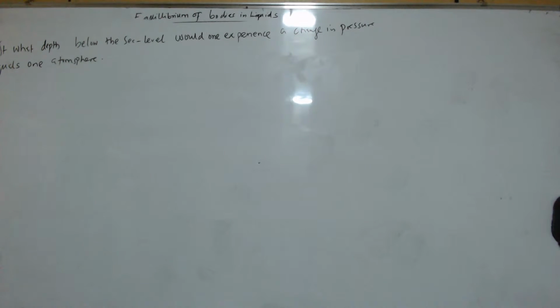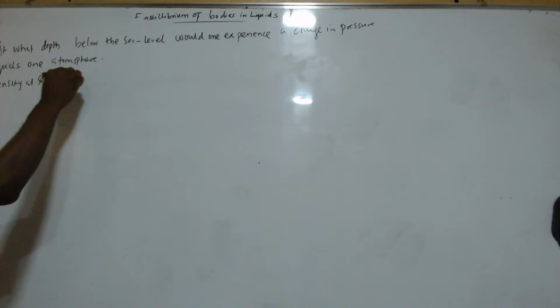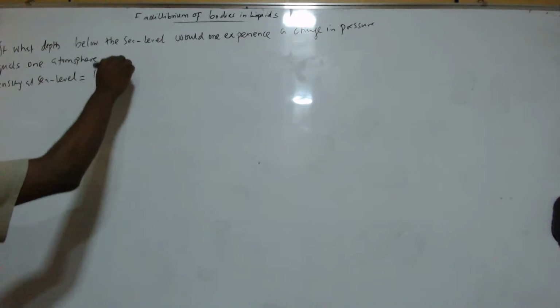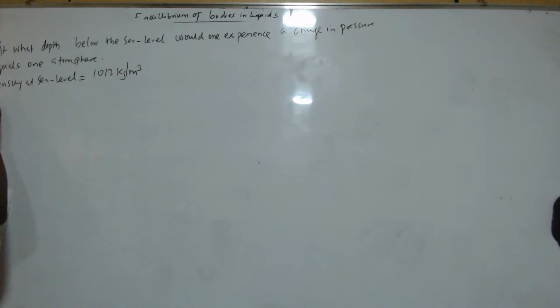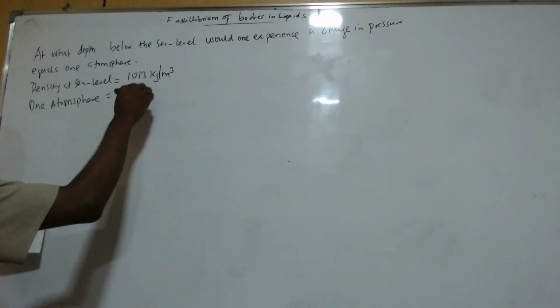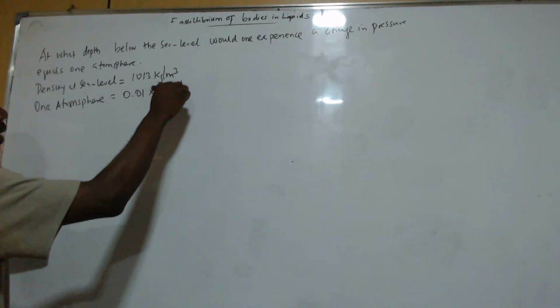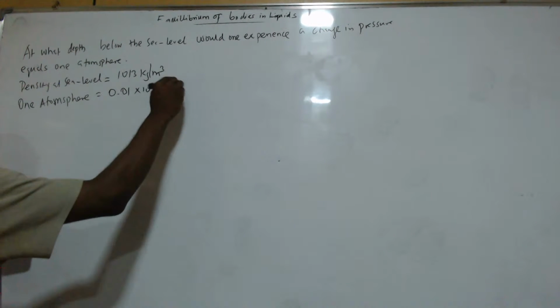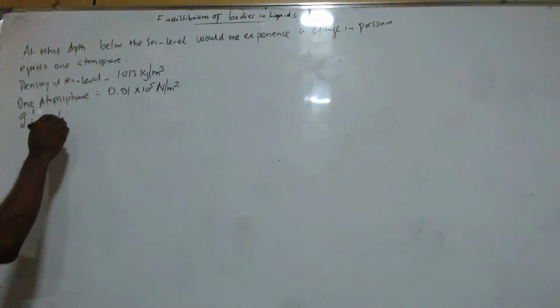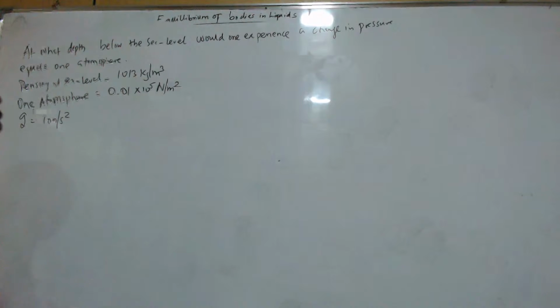Density at sea level is this. 1 atmosphere is this. Density at sea level is 1013 kg per meter cube. 1 atmosphere is 0.01 times 10 to the power 5 Newton per meter square. And g is in meters per second square.